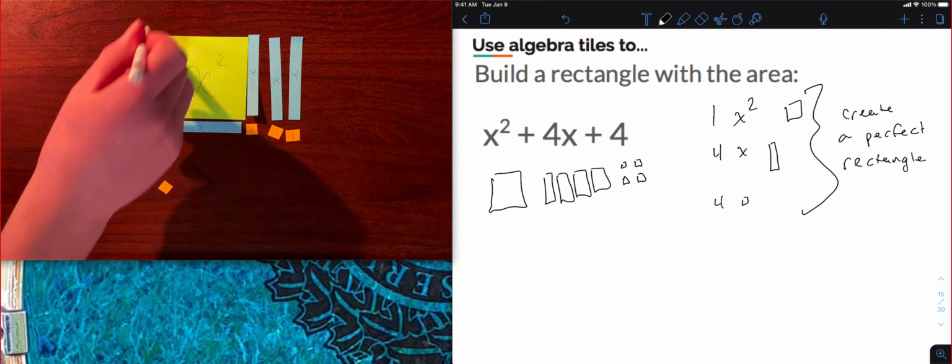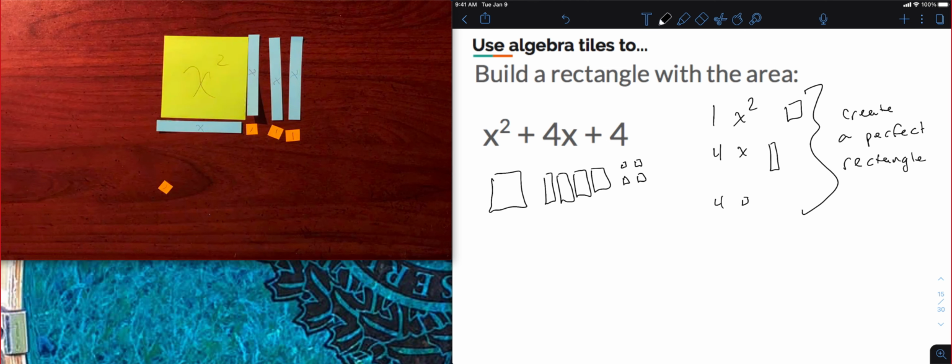I have a perfect rectangle, but it's a different area. It's x squared plus 4x plus 3. That's not this, so we have to figure out a way to rearrange this. So we start again. Got to use all the pieces.